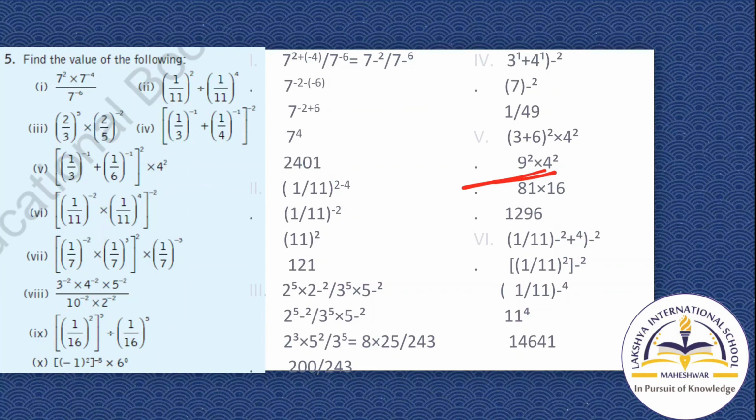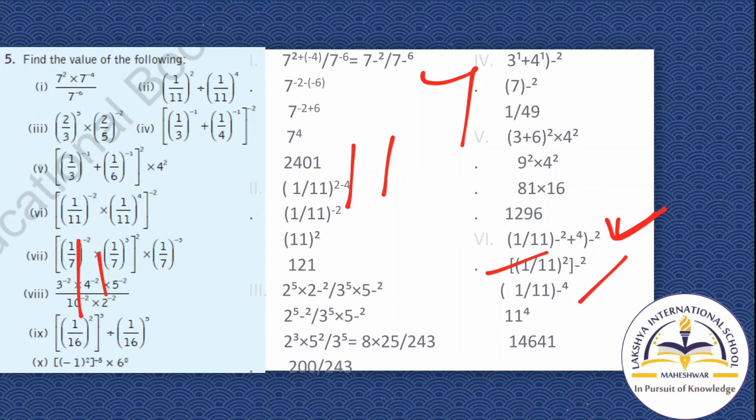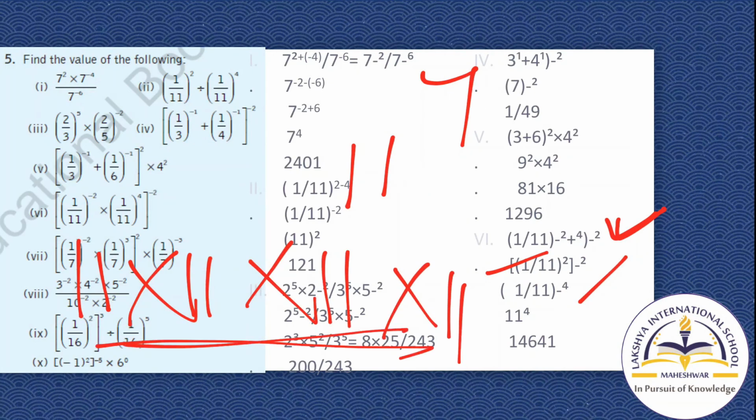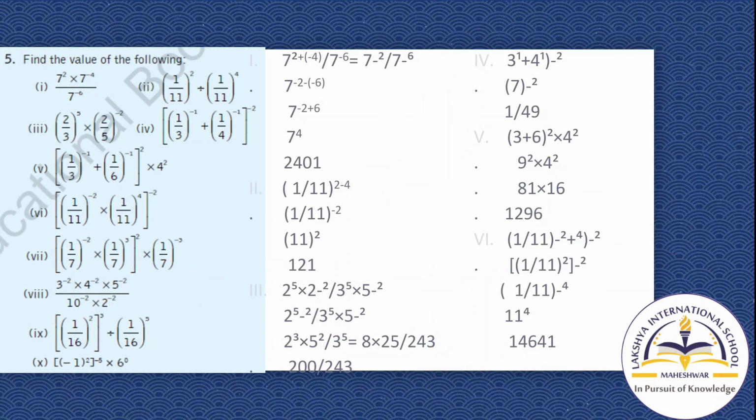Now question number 6. 1 by 11 raised to the power minus 2, 1 by 11 raised to the power 4. They are in multiplication, so the powers will get added. So 1 by 11 raised to the power 2 and whole to the power minus 2, so minus 2 into 2 is minus 4. Now how can we write 11 to the power 4? You have to multiply 11 into 11 into 11 into 11. When you solve this, you will get 14641.